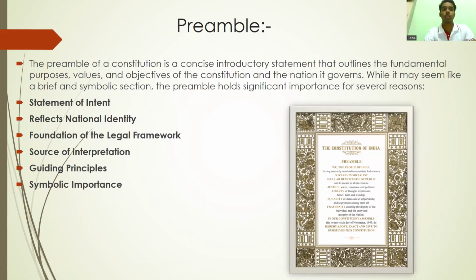Now let's look into the preamble. The preamble of a constitution is a concise introductory statement that outlines the purposes, values, and objectives of the constitution and the nation it governs. While it may seem like a brief and symbolic section, the preamble holds significant importance for several reasons. Those reasons can be explained as: statement of intent, reflecting national identity, foundation of the legal framework, source of interpretation, guiding principles, and symbolic importance.